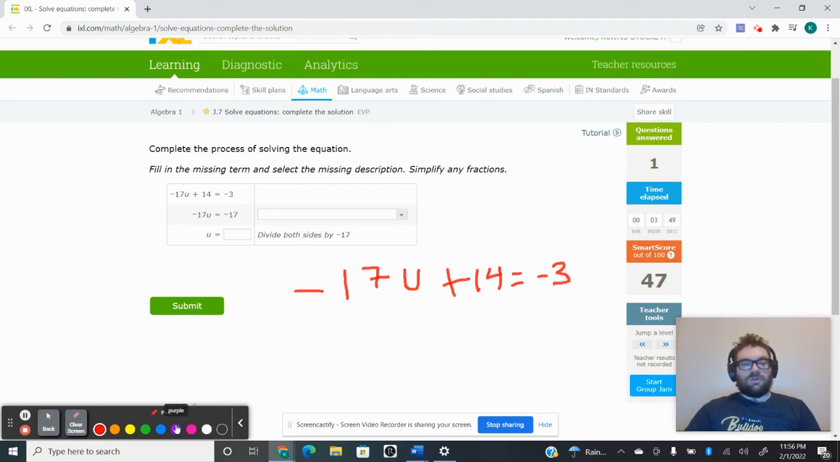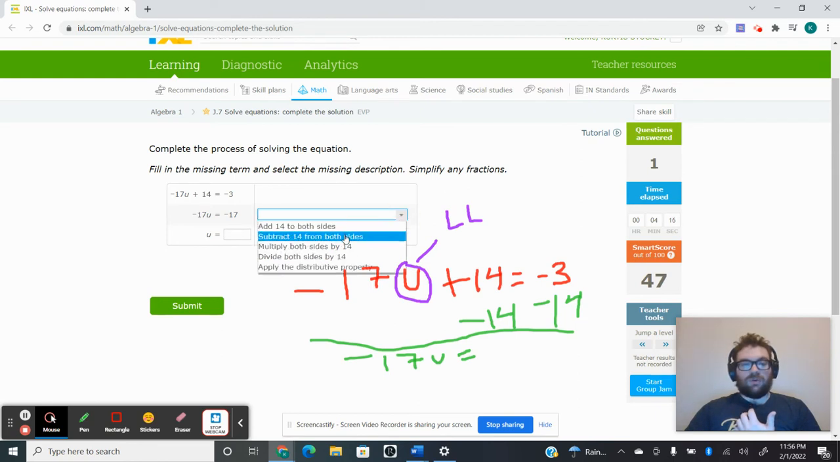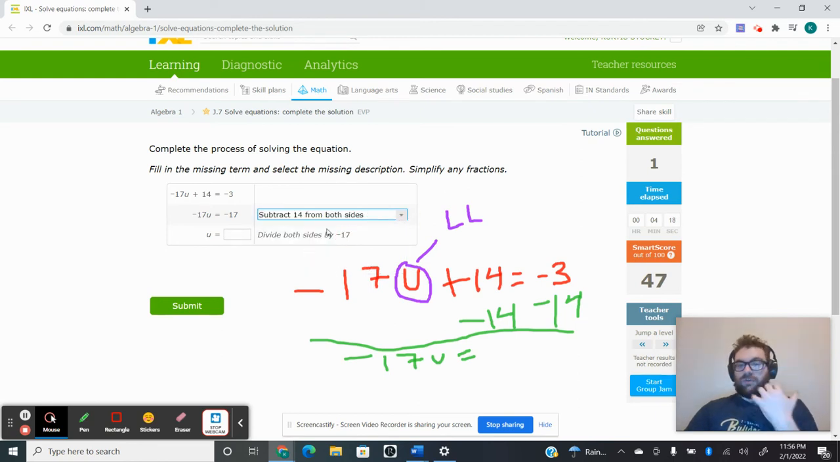Well, we know right here, where's the letter? It's this u. So I'm just going to abbreviate it LL, use the letter last. What do we need to do? We need to subtract this 14. IXL here already has the work done for us. We need to say, what is it we just did? We subtracted 14. So I'm going to go up to this box here and hit, we subtracted 14 from both sides. That's all we're doing on that right-hand side.